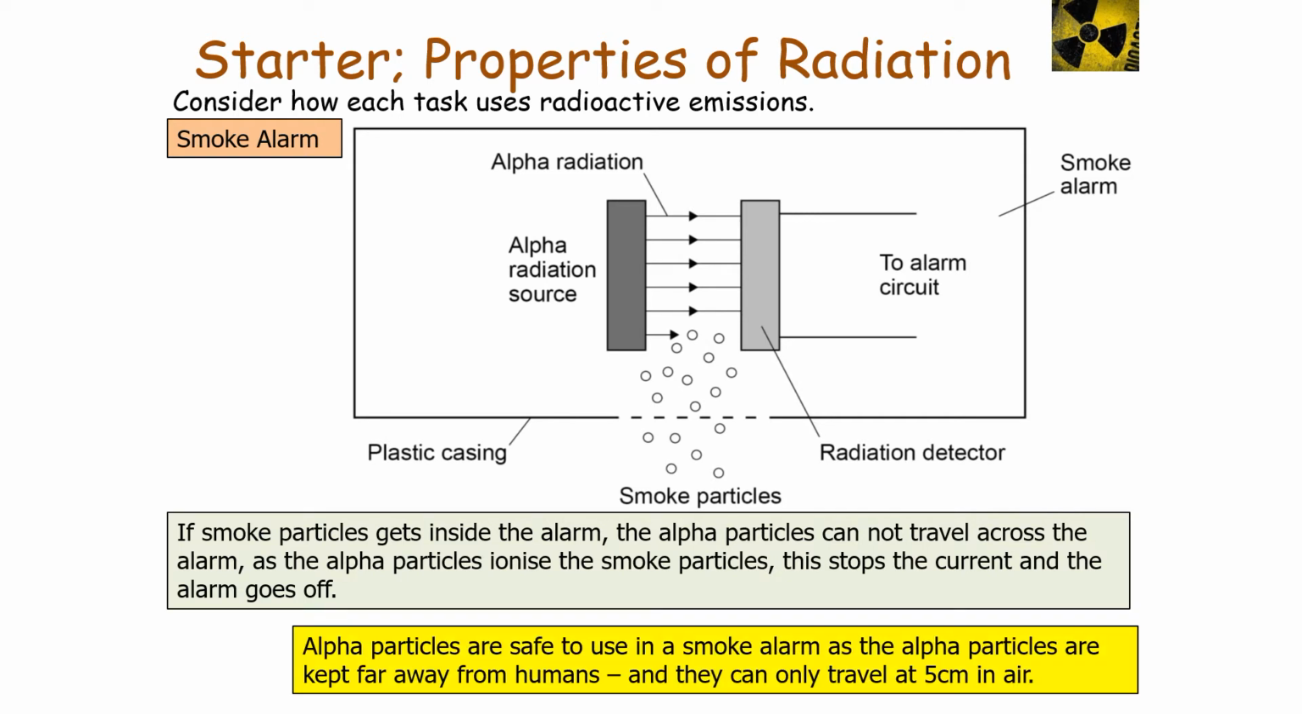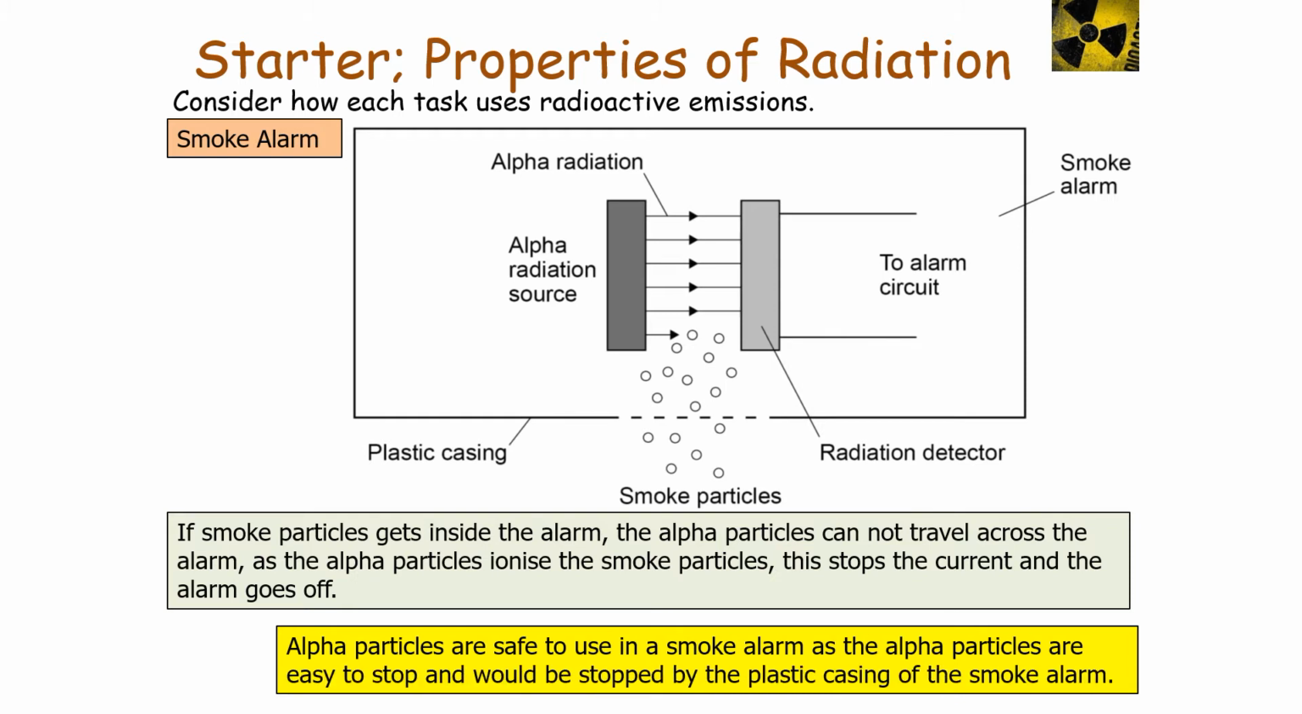But remember, alpha particles are safe to use in a smoke alarm, as the alpha particles are kept far away from humans and they can only travel 5 centimeters in the air. Also, alpha particles are safe to use because they are easy to stop and will be stopped by the plastic casing of the smoke alarm.